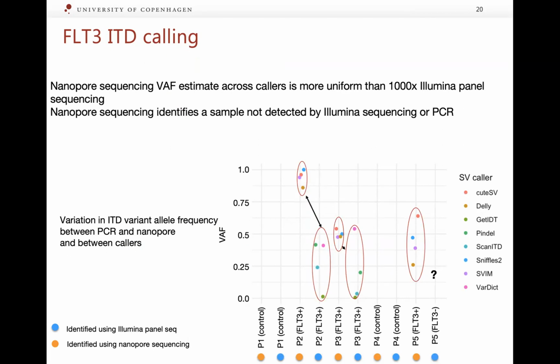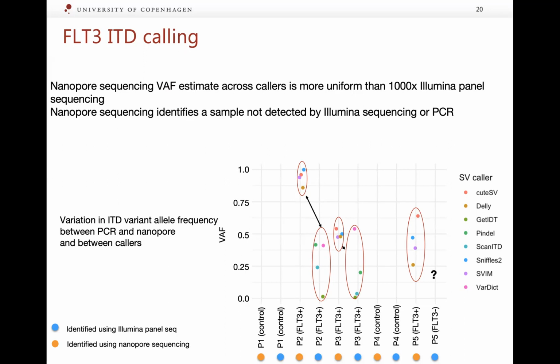So the different variant callers for Oxford Nanopore really agree very nicely on the allele frequency of this variant, whereas the Illumina sequencing goes from a VAF of 0 to 0.5, and the VAF is clinically very important to know whether this is a clonal or subclonal mutation. The same goes for the second patient.